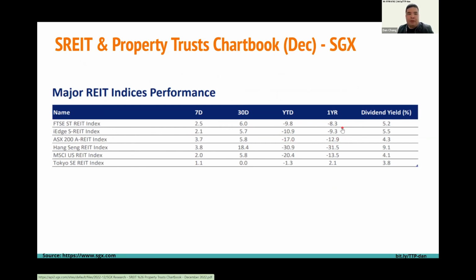Based on this December chartbook, you can see that for our S-REITs, the last one-year return is about minus 9.3%. That is relatively better than a lot of REITs in other markets like Australia, Hang Seng, and US REITs. Tokyo did make a 2.1% return, but if you look at the dividend yield, they also have one of the lowest dividend yields. The rest are IH S-REIT index, which actually provides us with the highest dividend yield.